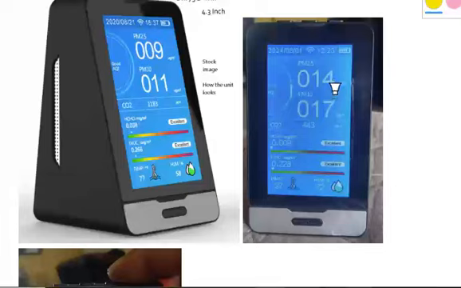So 14 counts of 2.5, 14 in 1 meter cube, 14 micrograms per meter cube. In 1 meter cube, 14 micrograms of 2.5. And that's how you interpret this.